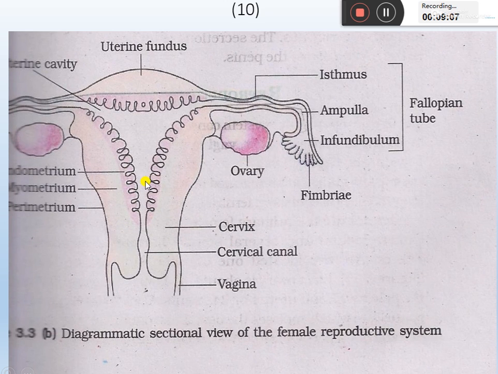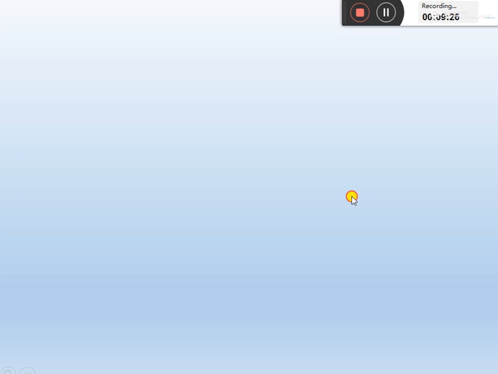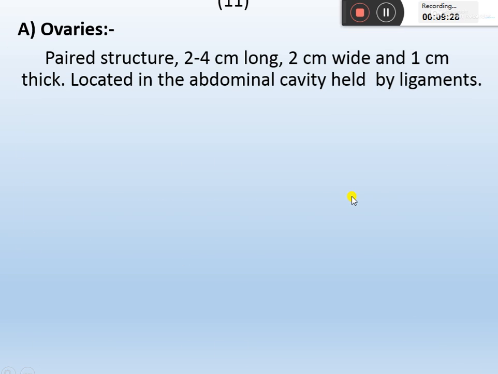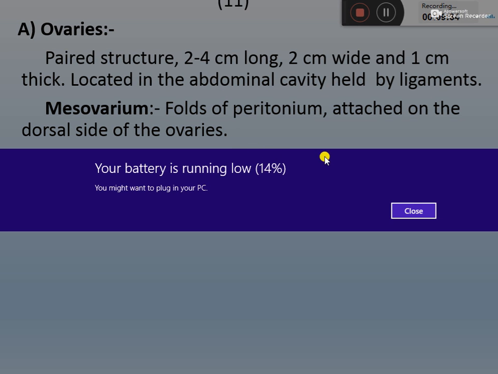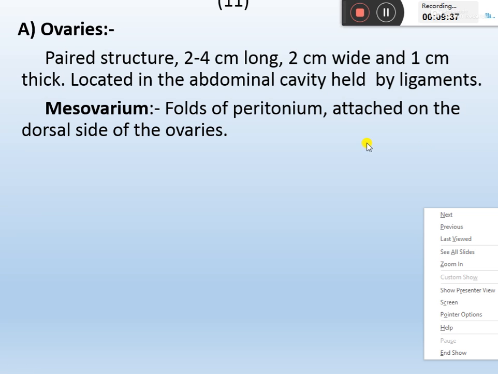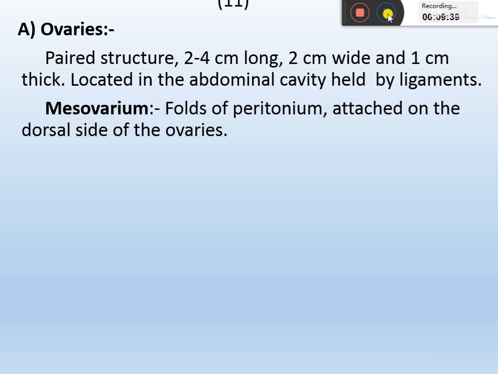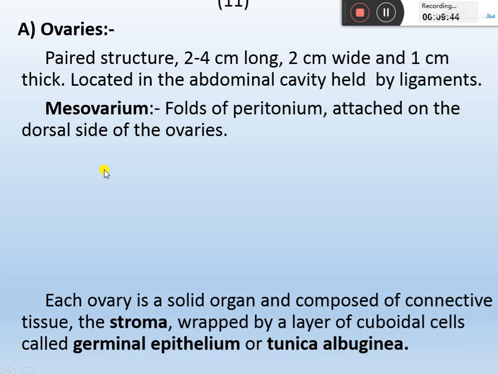Same diagram, having the 3 layers of the muscles of the uterine wall, the ovary, and a ligament. The different areas, fimbriae, infundibulum, ampulla, and isthmus, together form the fallopian tube. The ovaries are paired structures. These are mesovarium. These are folds of the peritoneum attached on the dorsal side of the ovaries.